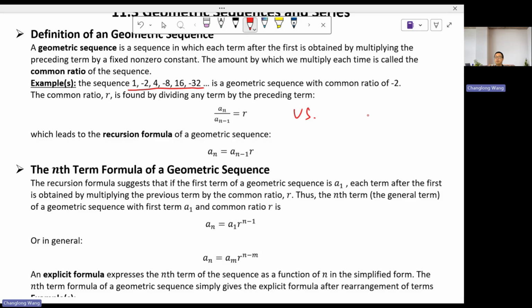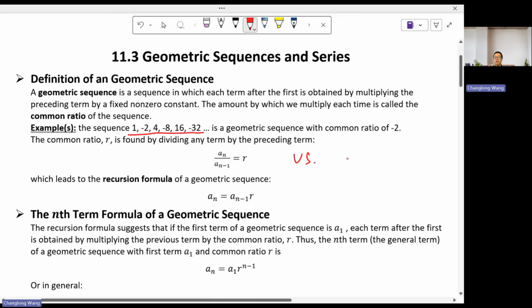Now let's compare that with the arithmetic sequence. I'm telling you that if this is how we define a common ratio for geometric sequence, how do we define the common difference for arithmetic sequence? Something about a sub n minus 1. Anyone recall that? It would be a sub n minus a sub n minus 1 is d, right? See that? This is common difference, where here we have common ratio.